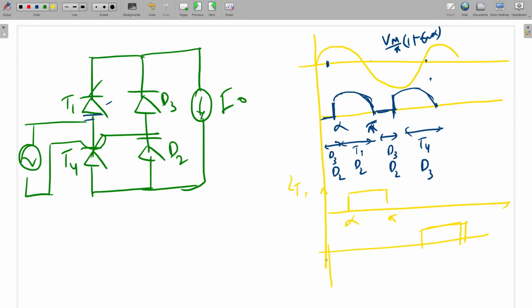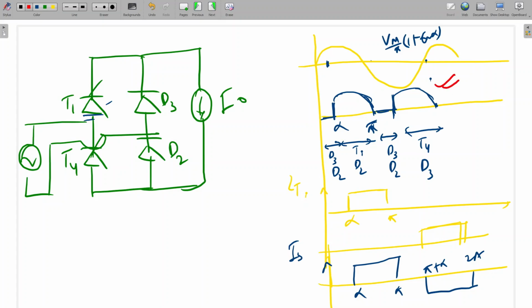The source current will be the same here. IS will be the same in all three cases: alpha to pi, and pi plus alpha to 2 pi. Is it clear? I will explain the output voltage waveform again. Anyone can ask.